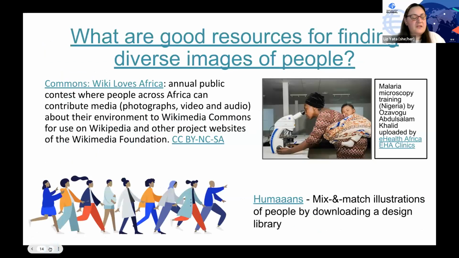And then the topic of finding resources for diversity images was so popular that I went to OEG Connect, which is the site for Open Education Global Discussion Forum, and found a couple more. Wiki Loves Africa is beautiful pictures from across Africa, all sorts of different things. You can see this woman looking at a microscope. There's also something called Humans, which is for those who are more graphically inclined, you can download different icons and mix and match them. Next slide.